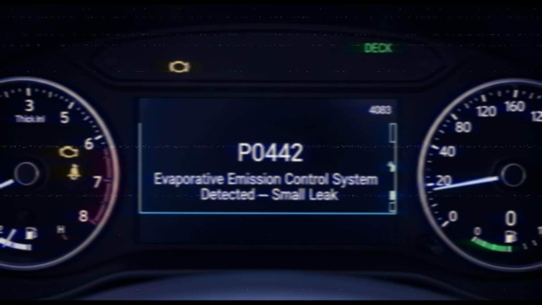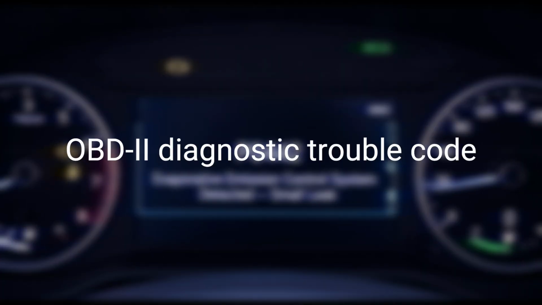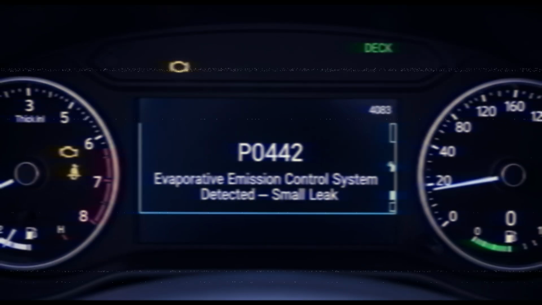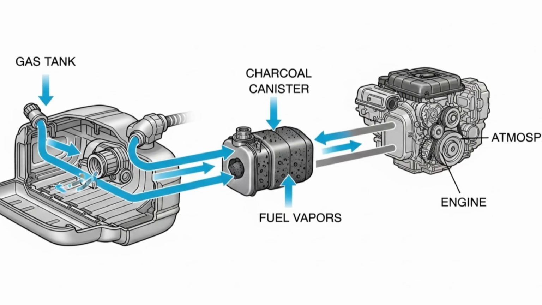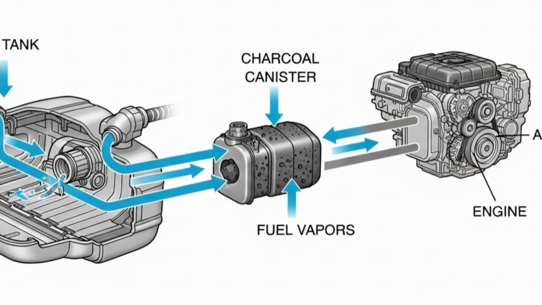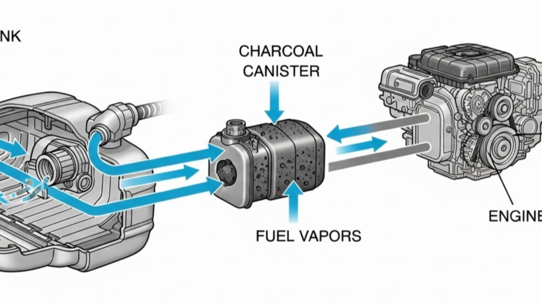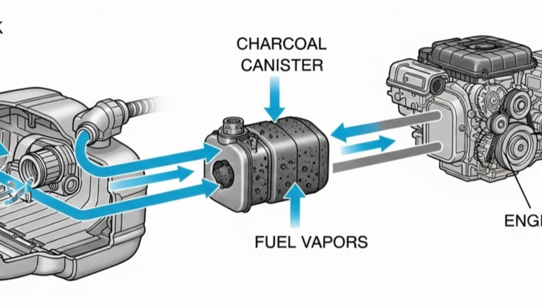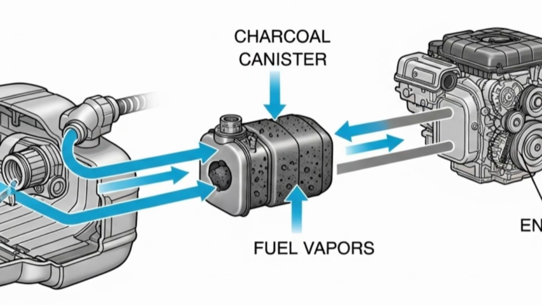First, let's decode what P0442 actually means. This is an OBD2 diagnostic trouble code that stands for Evaporative Emission Control System Leak Detected, Small Leak. Your EVAP system is designed to trap fuel vapors from your gas tank and prevent them from escaping into the atmosphere. These vapors are stored in a charcoal canister and later sent to the engine to be burned during normal operation.